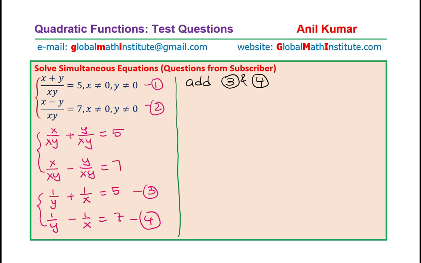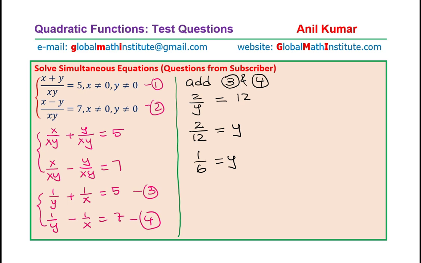If I add, you get 2 over y equals 7 plus 5, 12. Correct? So 2 over y is 12. So we can cross multiply. So 2 over 12 is y, which is 1 over 6. So the y value is 1 over 6.